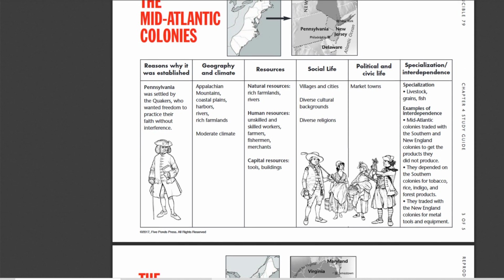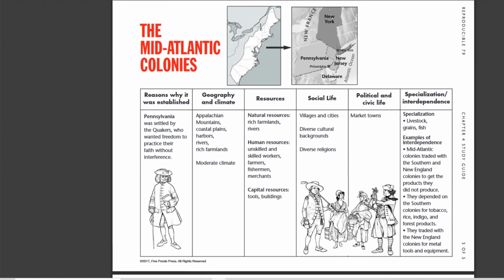All right, let's take a look at the mid-Atlantic colonies. So the mid-Atlantic colonies are right over here in the middle. You got New York, Pennsylvania, New Jersey, Delaware. Since they're in the middle, they have the benefits really of both the other two regions. The main one that we're going to talk about is Pennsylvania. That was settled by the Quakers who wanted freedom to practice their faith without interference. So they're also about religion.